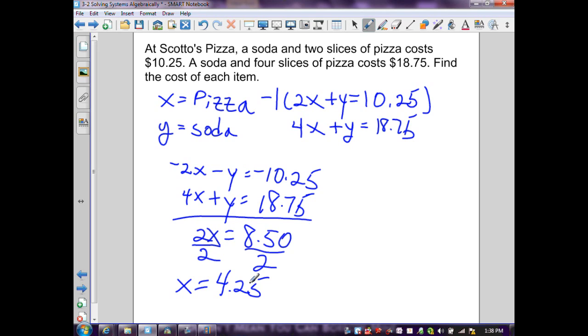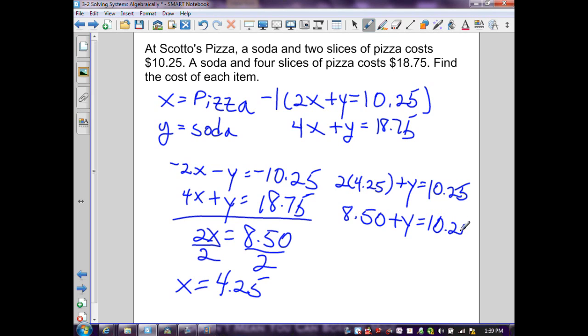Now I just substitute back into one of my original equations and solve for y, or the cost of my soda. So 2 times, and I'm going to use the top equation, 4.25 plus y is equal to 10.25. That gives me 8.50 plus y is equal to 10.25. Subtract 8.50 on both sides, and that's going to give me $1.75 for the cost of the soda.